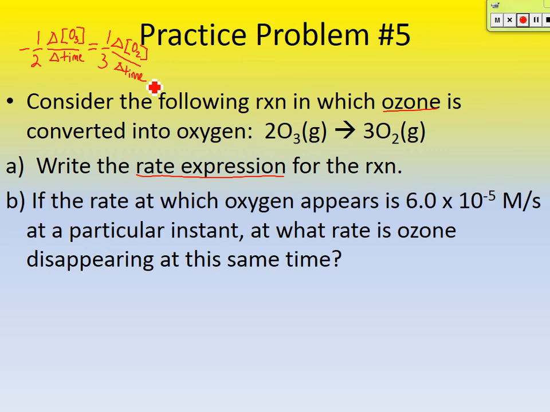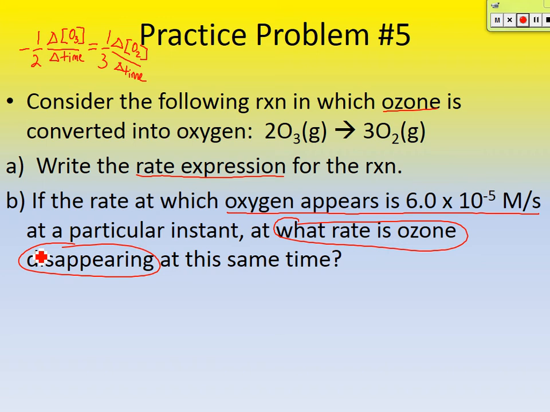Now let's go to part B, where we're going to quantify this and actually use the rate expression to do something. So it says on part B, if the rate at which oxygen appears, so oxygen is appearing at this rate, 6.0 times 10 to the minus 5. Now pay attention to the units, molarity per second. So our time is measured in seconds, our concentration is in molarity. So if that is the rate at which oxygen appears, at what particular instant, what rate is ozone disappearing at the same time?